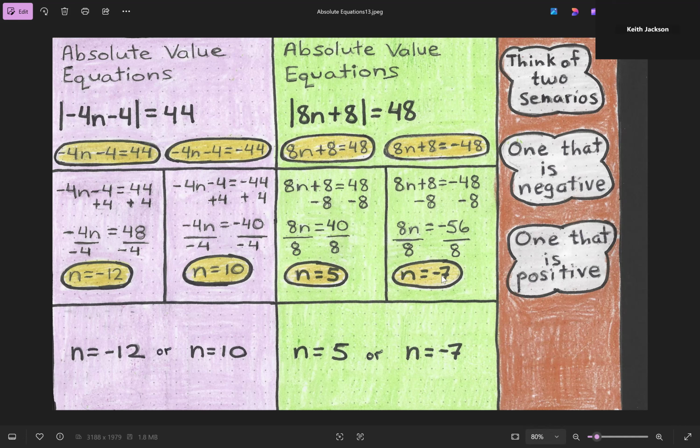And again, we can plug in one of the solutions and see if it will work. So let's go ahead and plug in n is equal to 5 right here. So if, let's say we had right here 8 times 5, 8 times 5 will give us 40, plus 8 will give us 48. All right, there we go. And here, let's plug in this one right here. n is equal to a negative 7. So we know that 8 times a negative 7 will give us a negative 56. A negative 56 plus 8 will give us a negative 48. And the absolute value of negative 48 is 48.